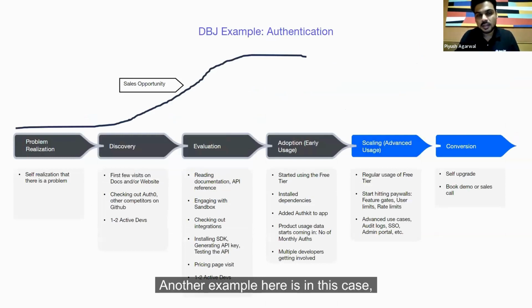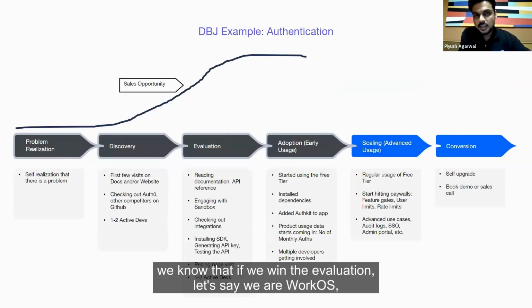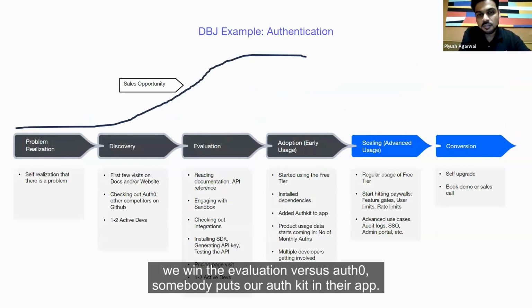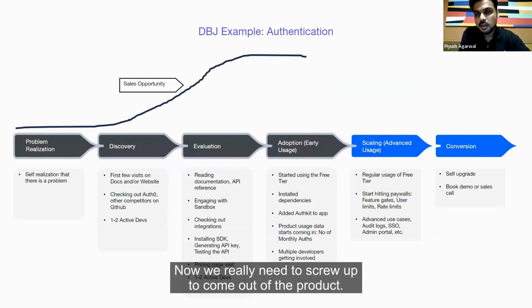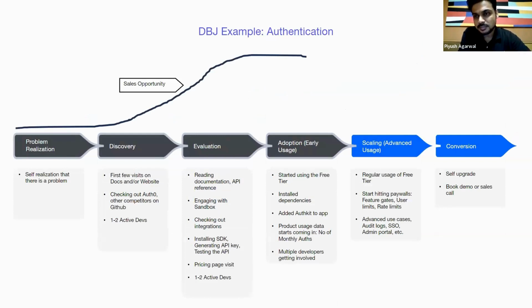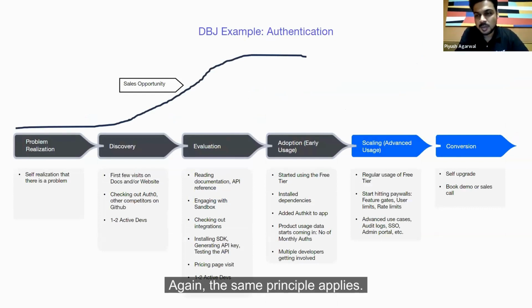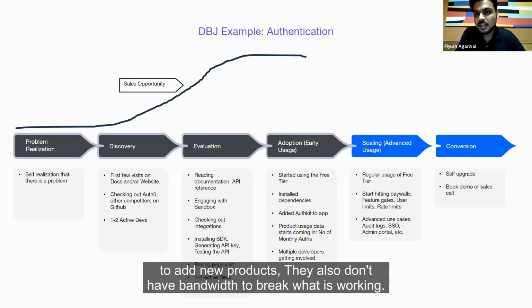Another example here is, let's say we are WorkOS, and we win the evaluation versus Auth0. Somebody puts our AuthKit in their app. Now we really need to screw up to come out of the product. And again, the same principle applies. If engineering teams don't have bandwidth to add new products, they also don't have bandwidth to break what is working.